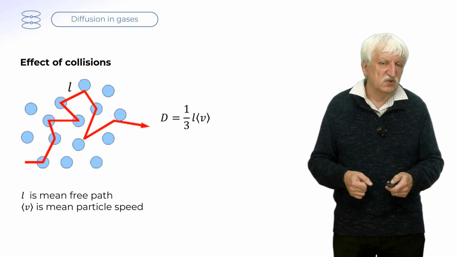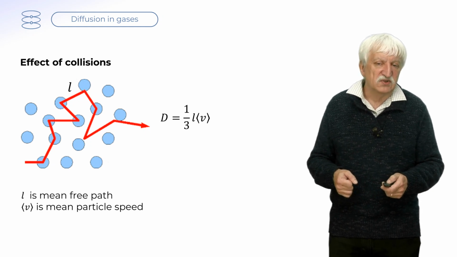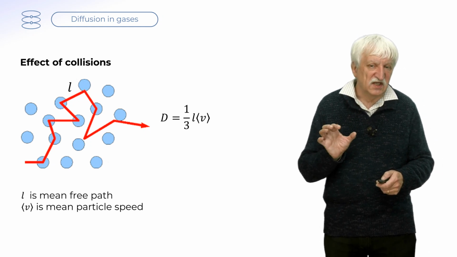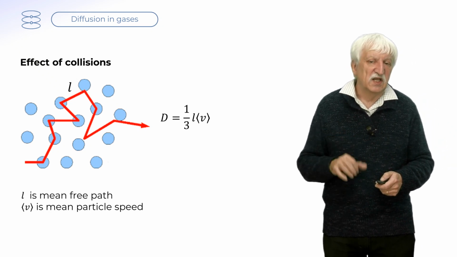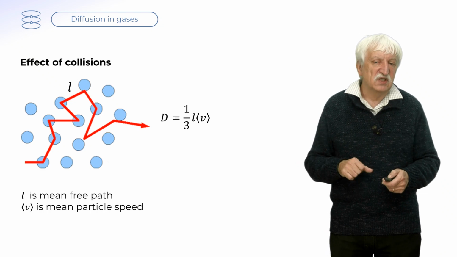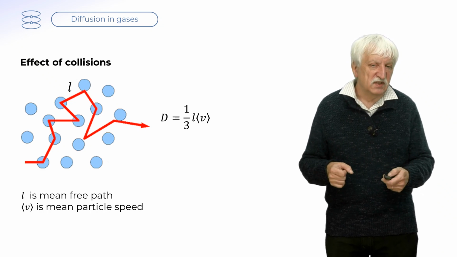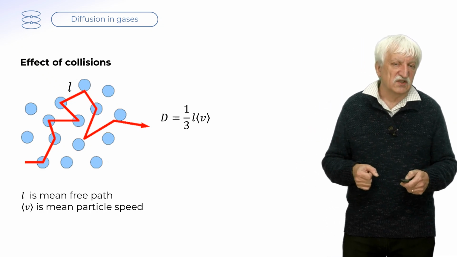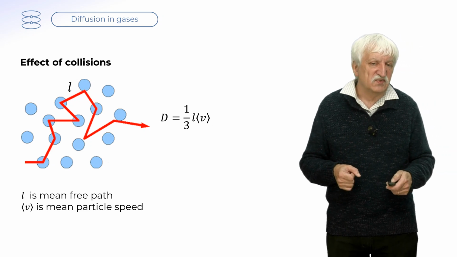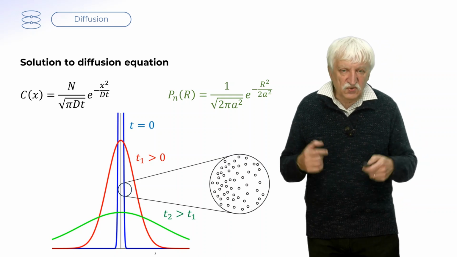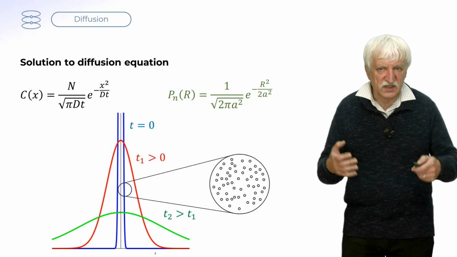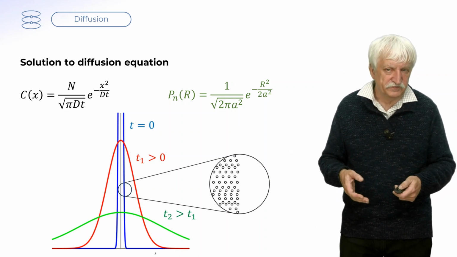but the diffusion coefficient is proportional to the mean free path, that is the average distance between two collisions, times the average particle speed. That is, D is 1/3 L times the average velocity v. So we have a diffusion equation.